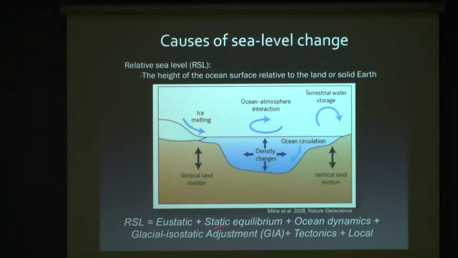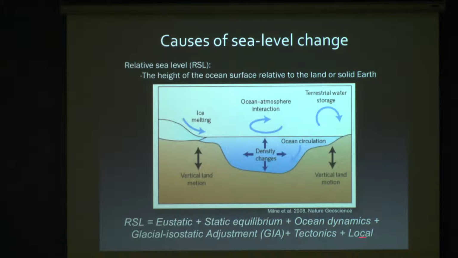So we have eustatic factors. This can be thermosteric effects, so thermal expansion or contraction of water from changes in temperature. These are related to ice volume, so ice melt from large ice masses will cause an increase in the ocean volume. We have the static equilibrium effect, and that's basically the fingerprinting signal, which I'll talk about later on in the talk. And that has to do with gravity-driven redistribution of mass in the ocean, interactions between the ocean and the atmosphere, the glacial isostatic adjustment process, which I just touched upon, and then land level movements from tectonics.